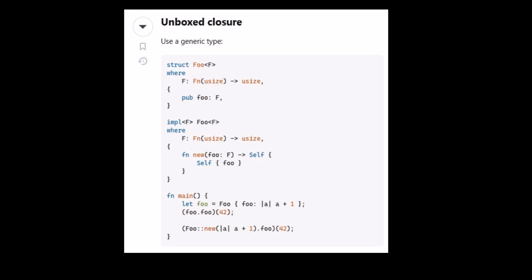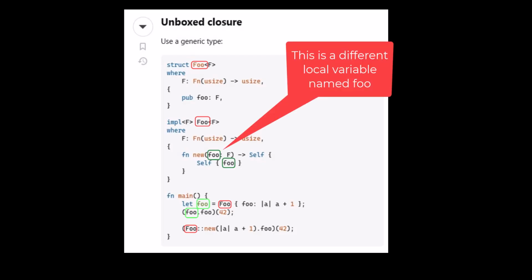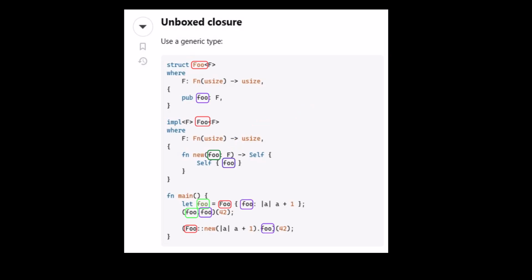This was really hard for me to parse because everything is named foo. To try to clarify, the one that is capitalized, which I've marked with a red rectangle, is the type. foo is a local variable, which I've marked with a green rectangle. And then the ones with the purple rectangles are referencing the field within the struct. That's what I understand after studying this code.